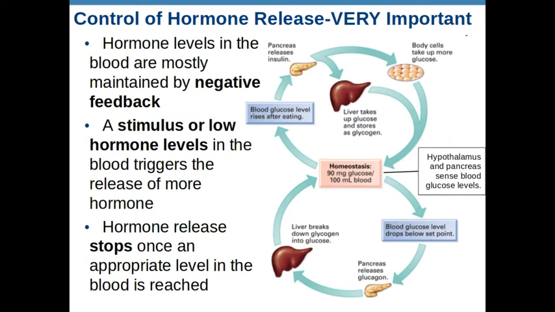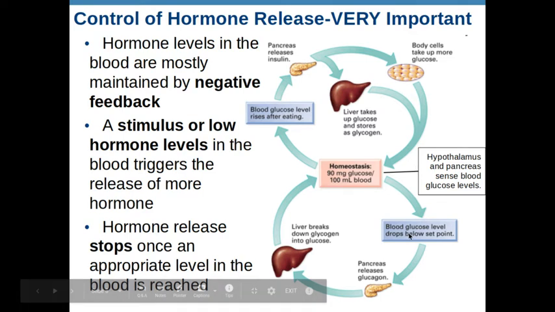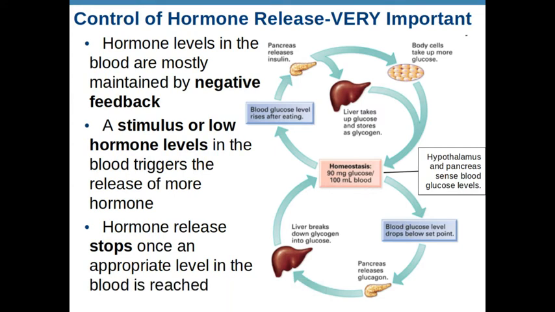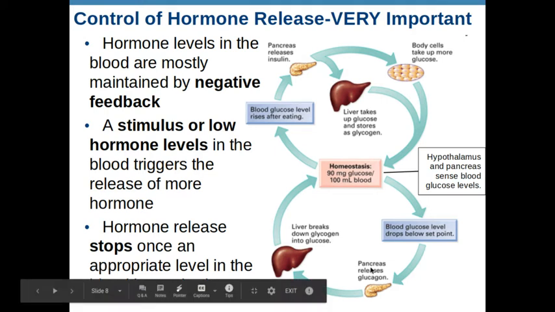Okay, so we've talked about how a stimulus or a low hormone level, for example, low glucose in the blood. If you haven't eaten in a while, you're going to have a drop in your glucose level in the blood. You have sensors in the pancreas that detect these low blood glucose levels, and so the pancreas is stimulated to release the hormone glucagon.